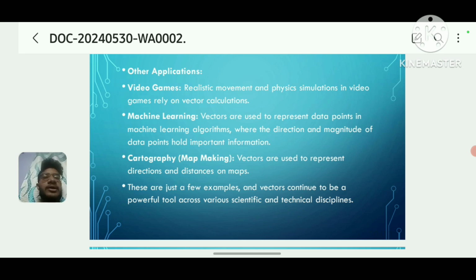Cartography, map making. Vectors can be used to represent directions and distances on maps. These are just a few examples, and vectors continue to be a powerful tool across various scientific and technical disciplines.